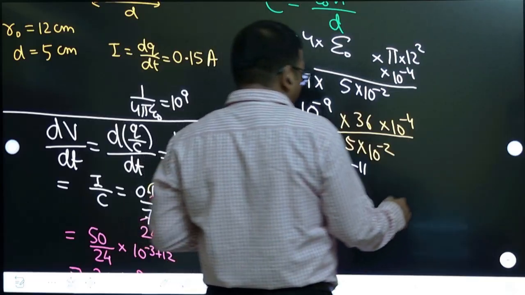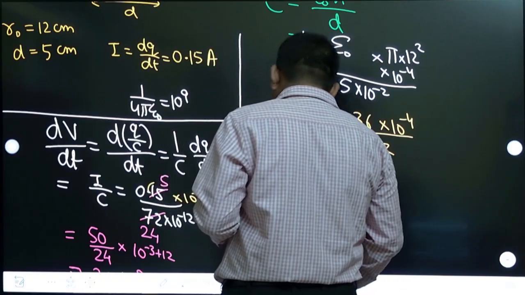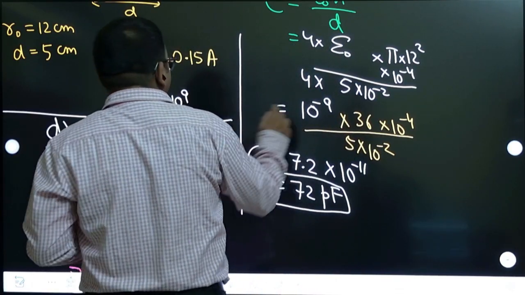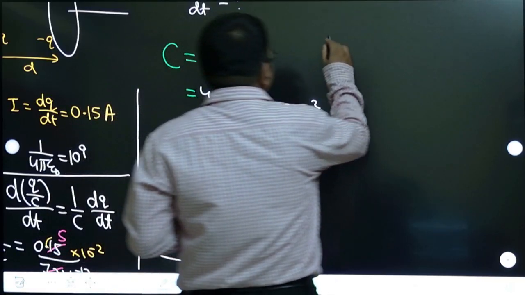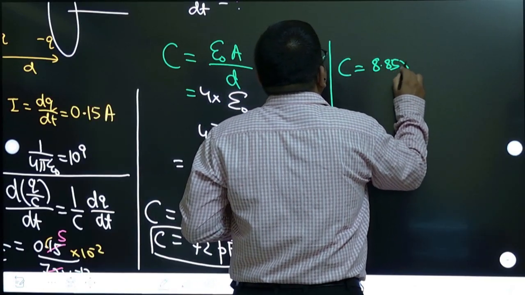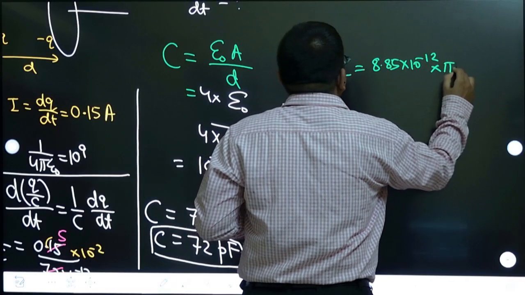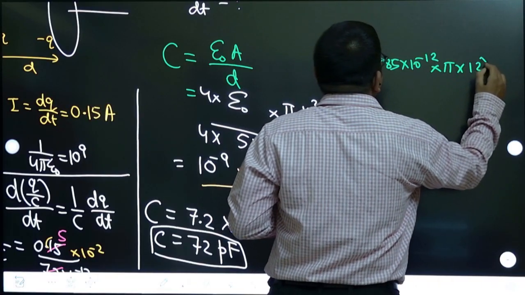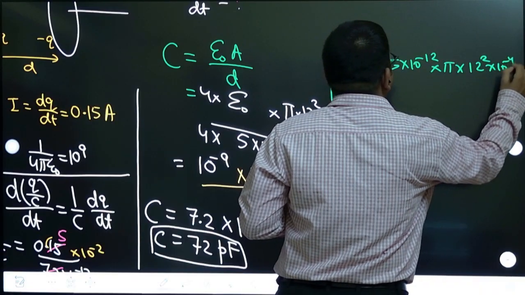80 into 10 to the power minus 12. Let me check out. Okay. Now I will take the epsilon naught value. Calculation will check. So epsilon naught is 8.85 into 10 to the power minus 12, right? Area is pi into d square, 12 square into 12 square into 10 to the power minus 4.